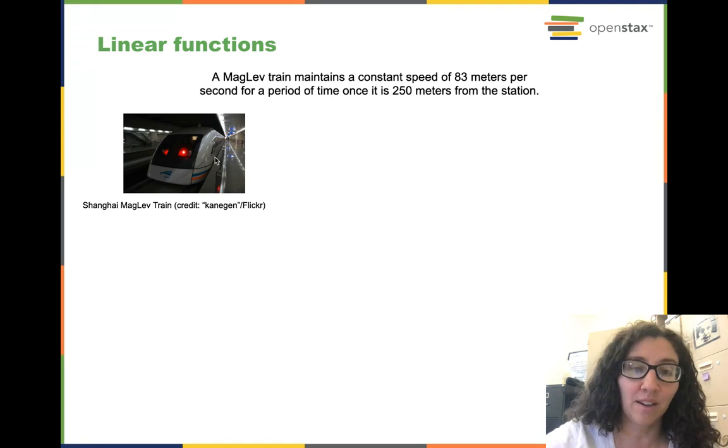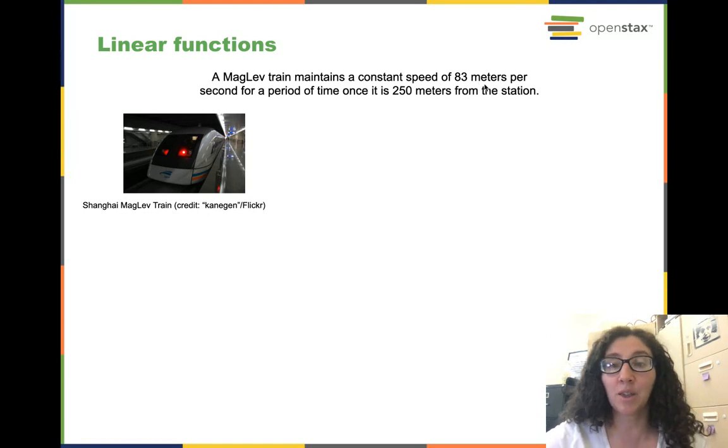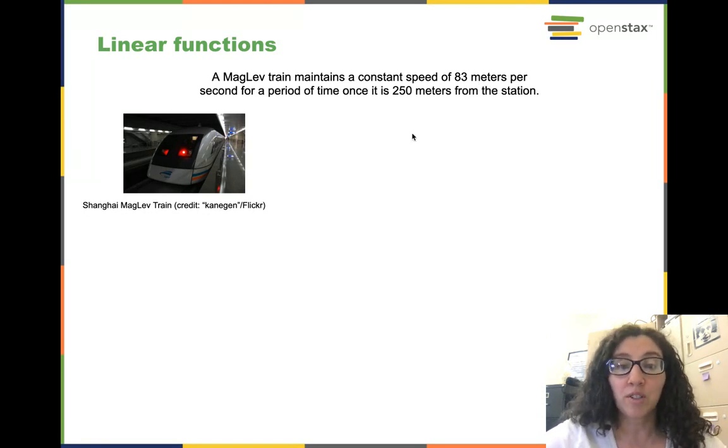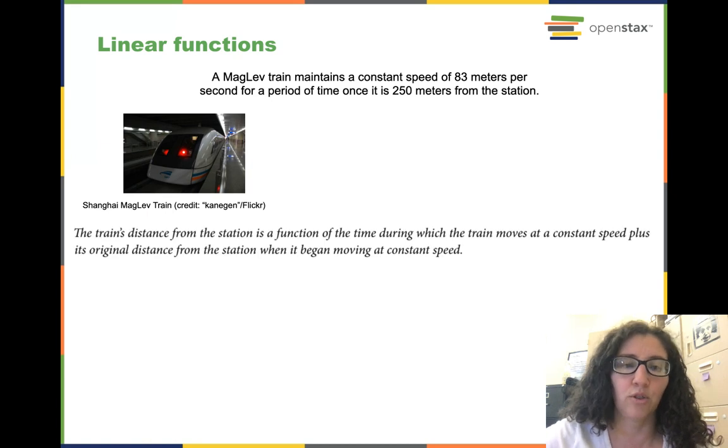We've got maglev trains in Shanghai, and they maintain a constant speed of 83 meters per second for a period of time once it's 250 meters from the station. So it takes 250 meters to get up to speed, and then it maintains that constant speed. Okay, so let's think about how we could represent this. Let's use words first. We could say the train's distance from the station is a function of the time during which the train moves at a constant speed plus its original distance from the station when it began moving at a constant speed. Right? That's a pretty good restatement of the situation.